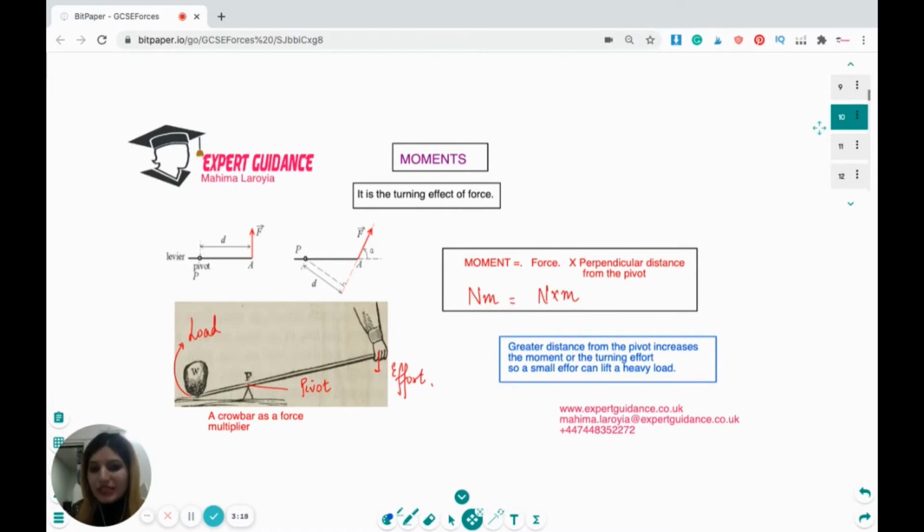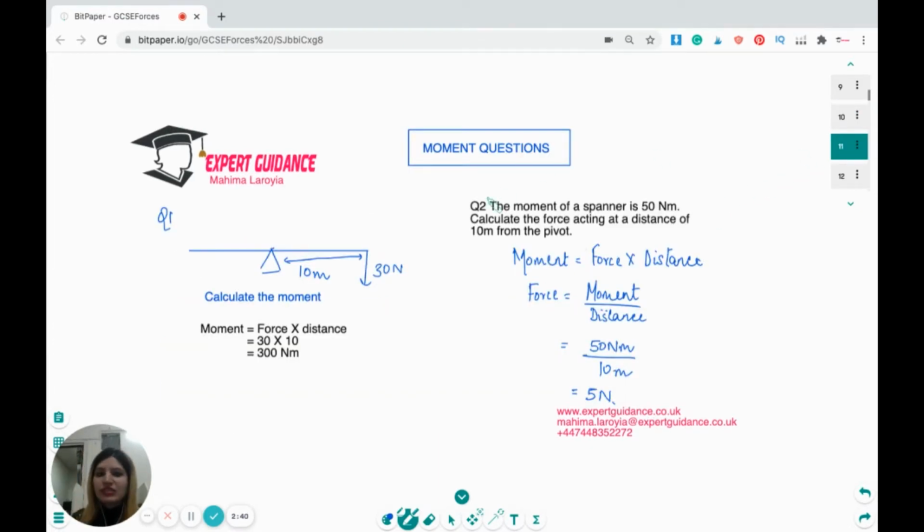Okay, now the greater the distance from the pivot, for example, if you have a long axe, the moment or the turning effect will be greater. So just increasing the distance from the pivot can increase the moment, and it can help to lift a heavy load. So if you see this example of a crowbar, the pivot is here and we increase the distance from the pivot. So the effort is at a greater distance, so that it increases the moment so it can lift a heavy load.